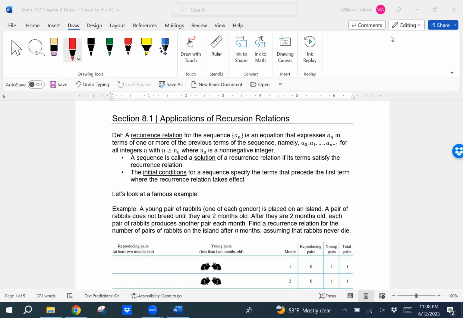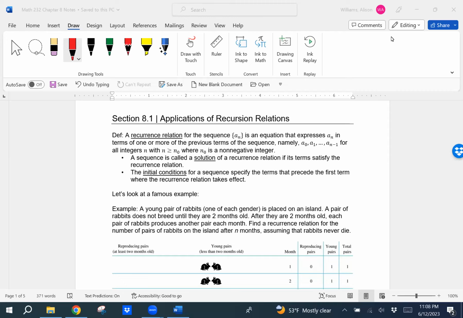In this video, we're going to revisit recurrence relations, and we're going to look at some very famous examples of them. The first one we'll look at is the Fibonacci sequence that comes from this famous example about rabbits. Before we do that, let's throw out the definitions that we need.